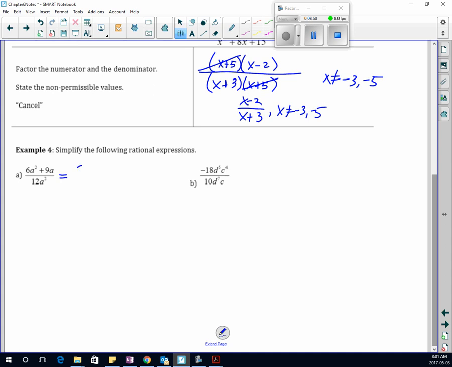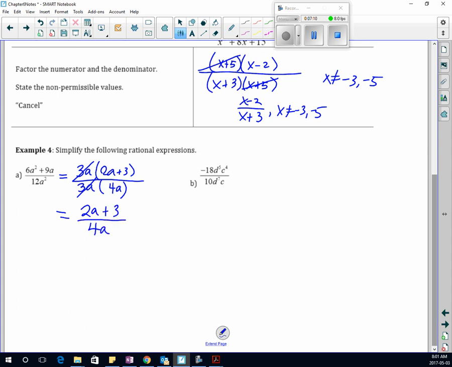So we'll factor out a 3a. We're left with 2a plus 3. Because I know I want to factor out a 3a, I'm going to factor out a 3a here. So then I'm left with a 4a. Do you see there's my form of 1 I can cancel? And then I'm left with 2a plus 3 over 4a.